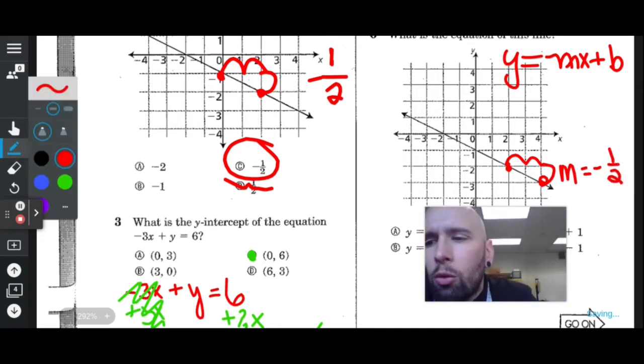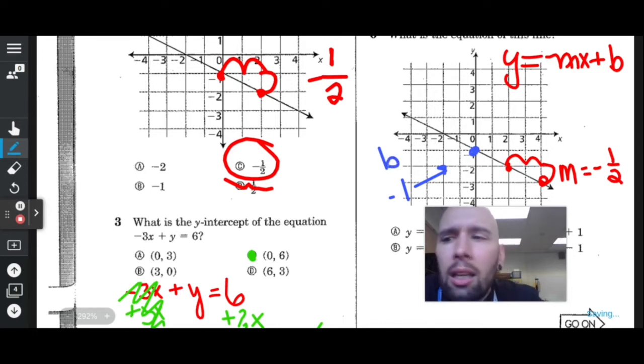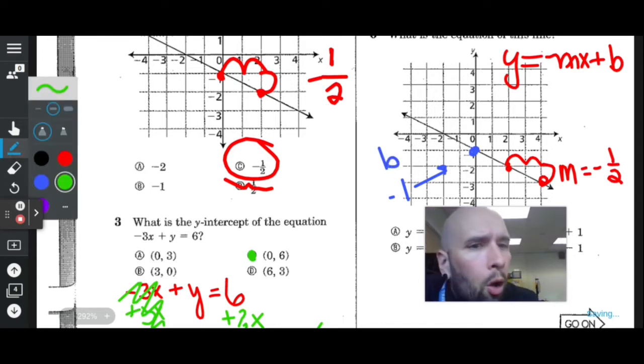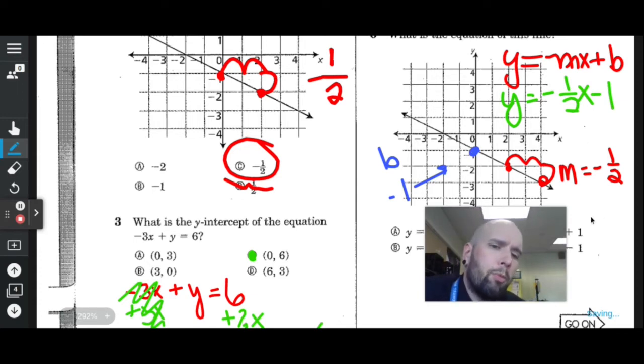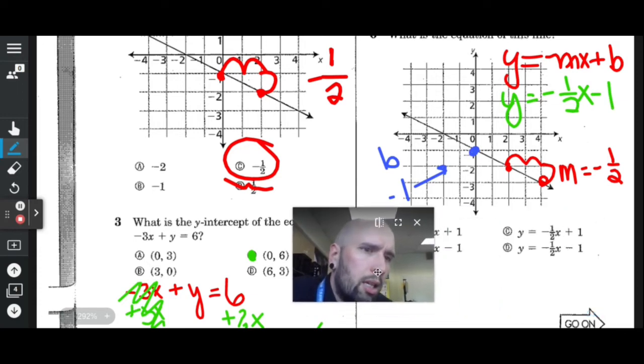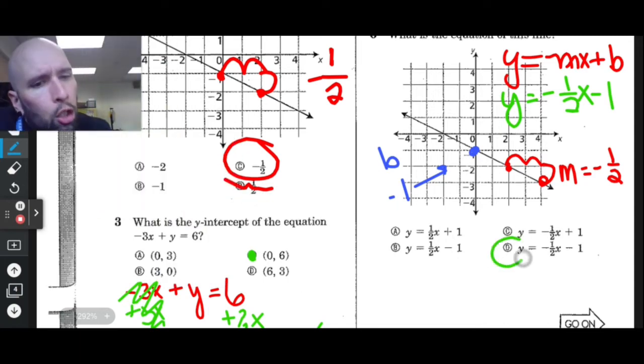My b is where the line goes through the y-axis, and that happens at negative 1. So my b is negative 1. When I put all of this together, y equals, I'm going to replace m with negative 1/2. y equals negative 1/2 x plus negative 1, which is just going to be minus 1. So let's see which one that is. Negative 1/2 x minus 1 is going to be U, and it's going to be A, Y.